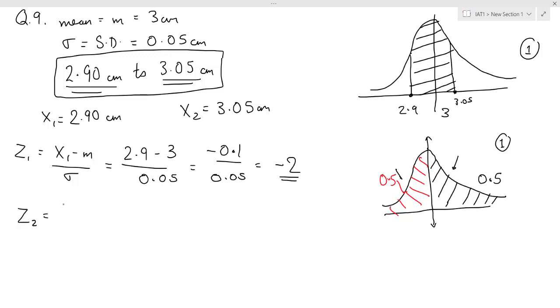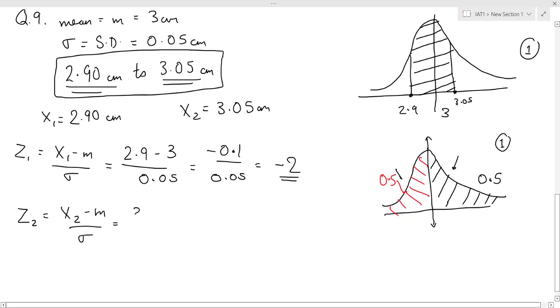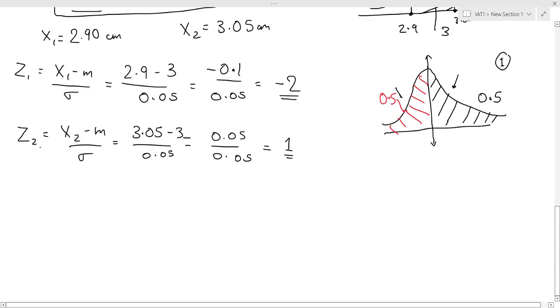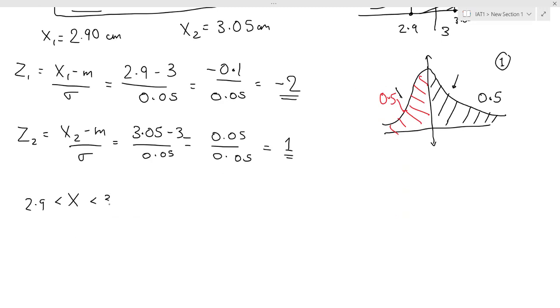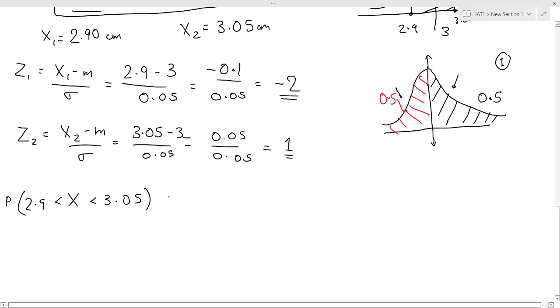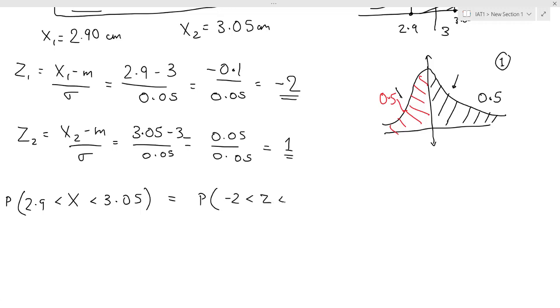Similarly, what is z2 going to be? z2 is going to be (x2 minus m) upon sigma. So x2 is 3.05, minus 3, divided by 0.05. So it will come out to be 0.05 divided by 0.05, which will be 1. So if they ask us to find the x value between 2.9 and 3.05, we have to find the probability of z between -2 and 1.